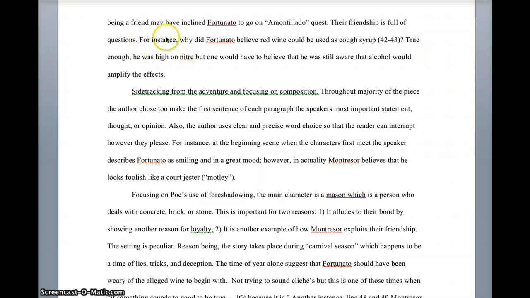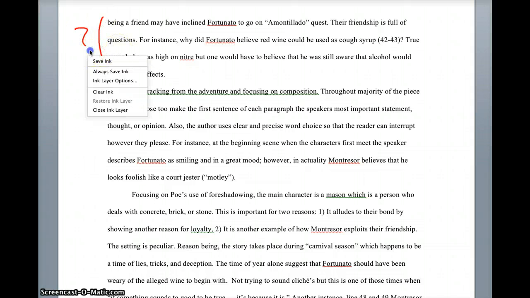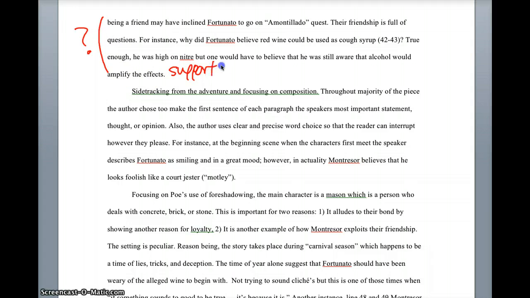We look here, for instance: why did Fortunato believe red wine could be used as cough syrup? True enough, he was high on nitre, but one would have to believe that he was still aware that alcohol would amplify the effects. I'm trying to figure out how this supports the thesis. We have to support the thesis, which is the answer to the prompt. Every sentence, every paragraph needs to support that thesis.